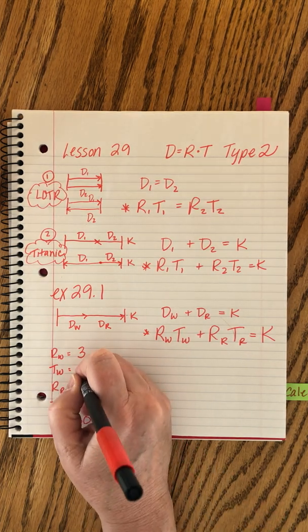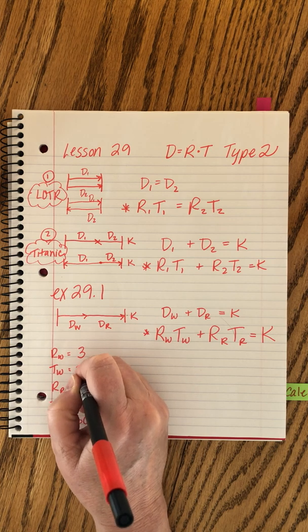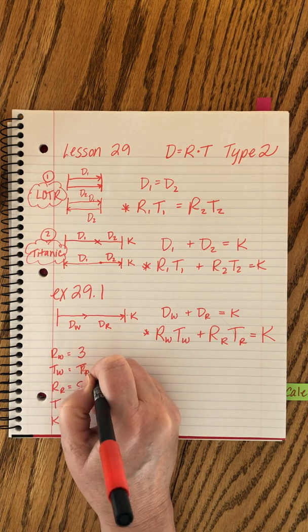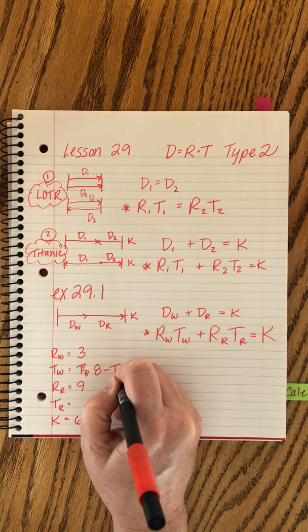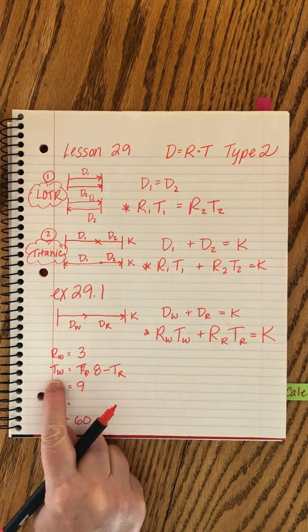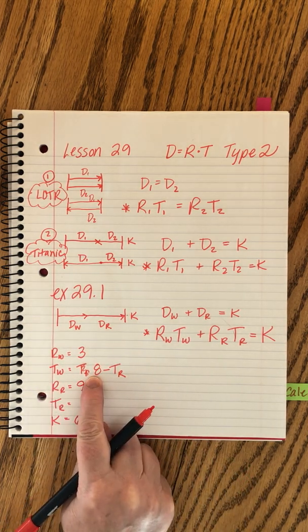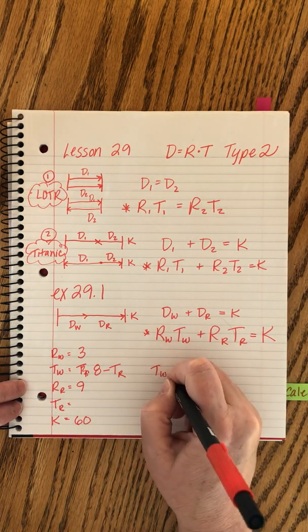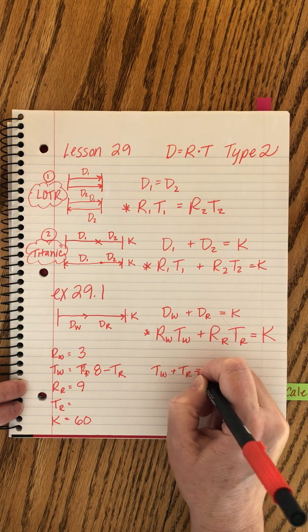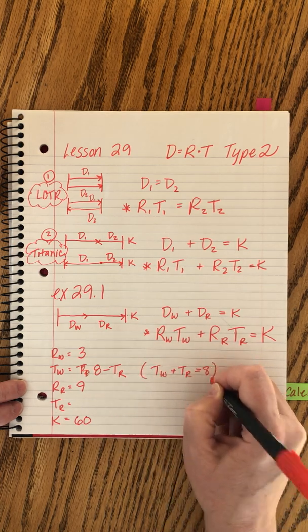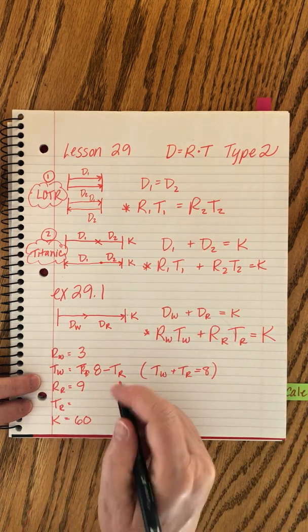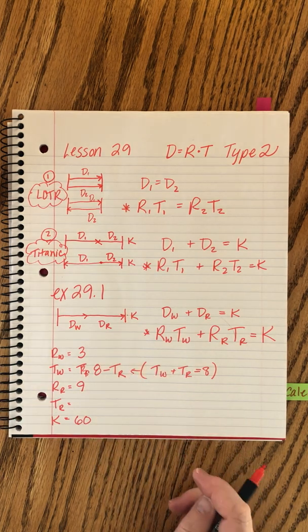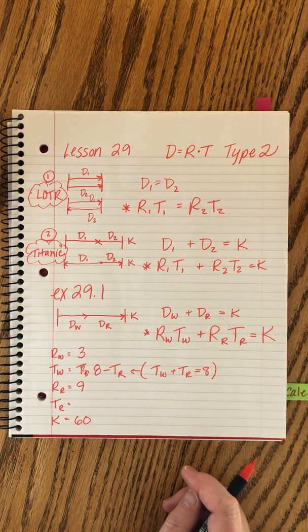If the total time of the trip was 8 hours, okay, so I'm going to write TW equals 8 minus TR, right? Because the two amounts together equal 8. So I could write this as TW plus TR equals 8. And then I rearrange it to get one of the variables by itself. That makes sense?